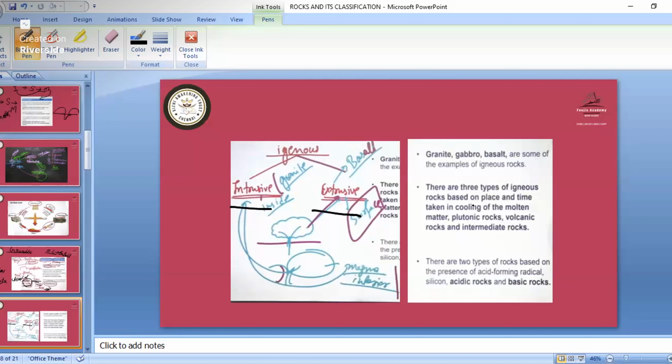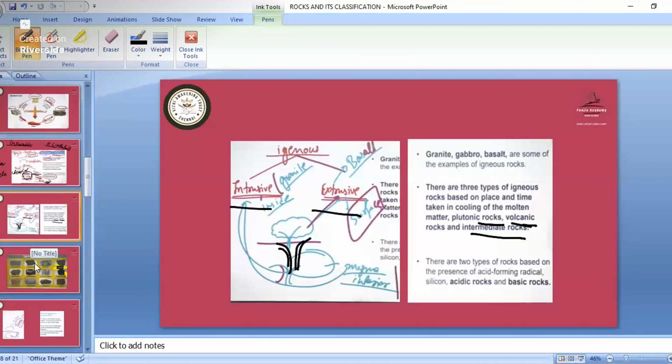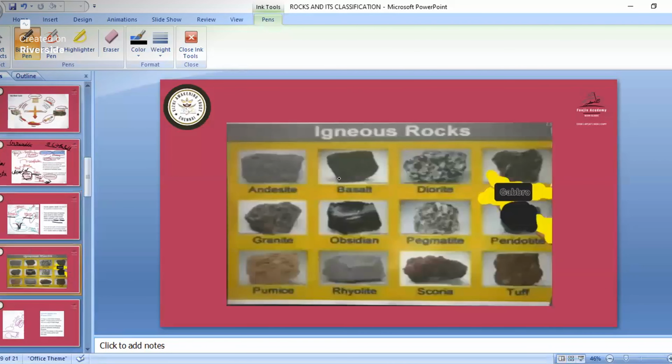So there are three types of igneous rocks based on place and time taken in cooling of the molten matter, that is plutonic rocks, volcanic rock, and intermediate rock. About the volcanic rock, we have studied that due to the outcoming of lava, that hot molten magma is coming out of the earth and cooling down. So that is volcanic rock. There are two types of rocks based on chemical composition, that is acidic and basic.